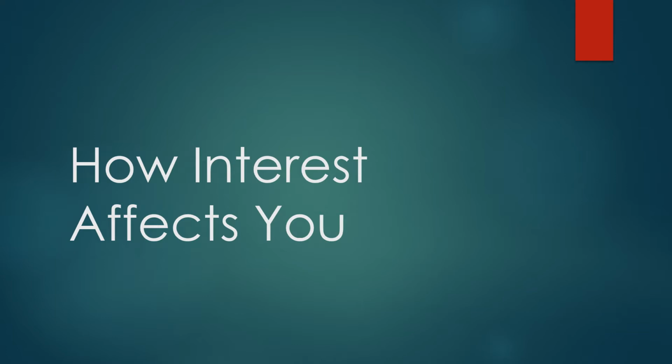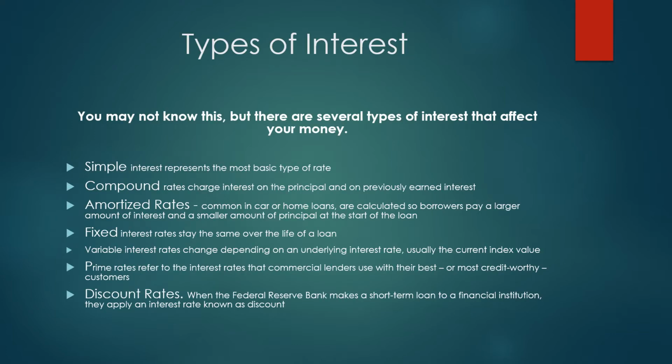So the different types of interest that are available: simple interest, which represents the most basic type. Compound rates charge interest on the principal and on the previously earned interest. Amortized rates, common in car and home loans, are calculated so borrowers pay a larger amount of interest and a smaller amount of principal at the start of the loan. Simple, compound, and amortized are the three that I really want to focus on in this conversation, but I also wanted to share a few more.